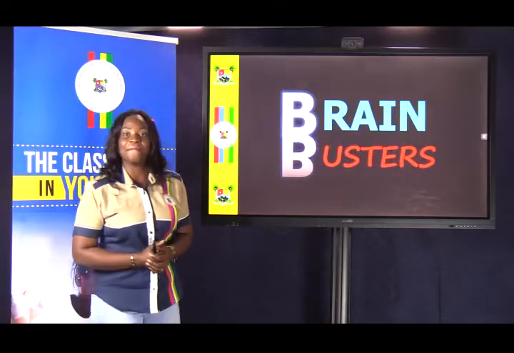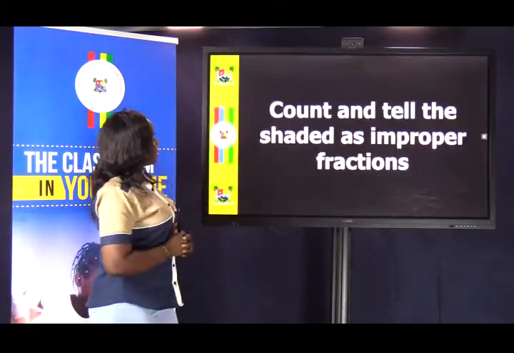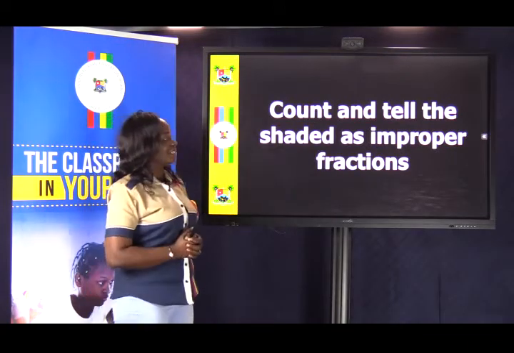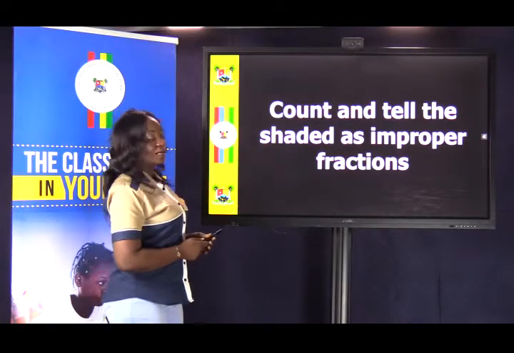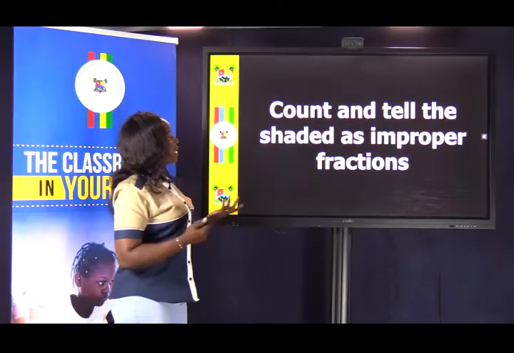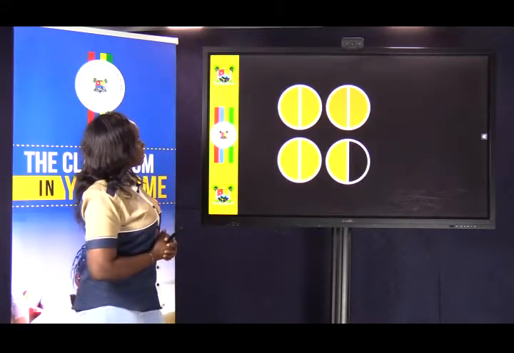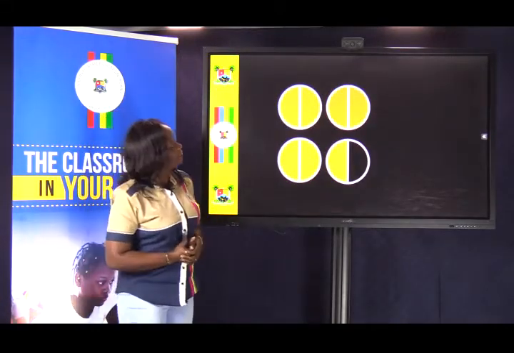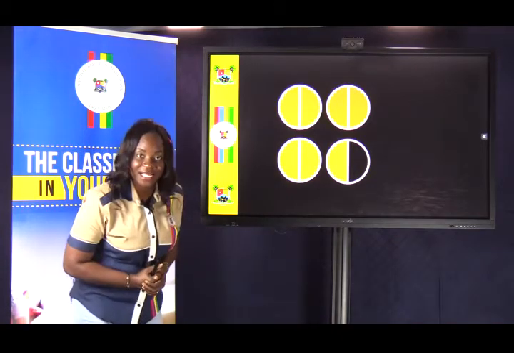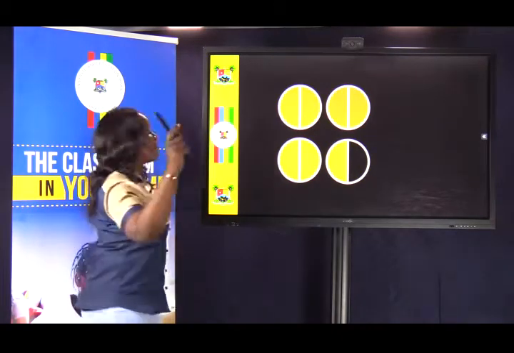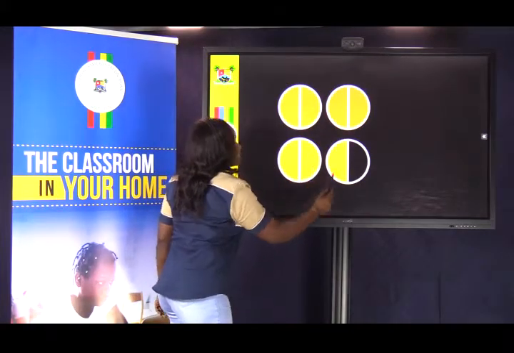Now it's Brain Busters time. What do we have for our Brain Busters today? Count and tell the shaded parts as improper fractions. Count and tell in 5, 4, 3, 2, 1. Time up. Let's count. 1, 2, 3, 4, 5, 6, 7.